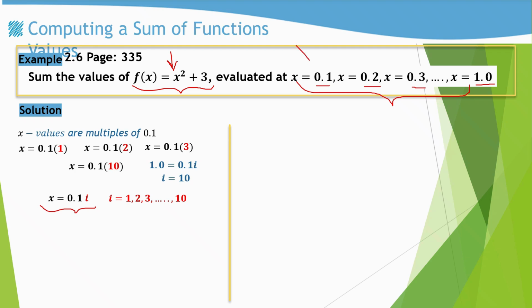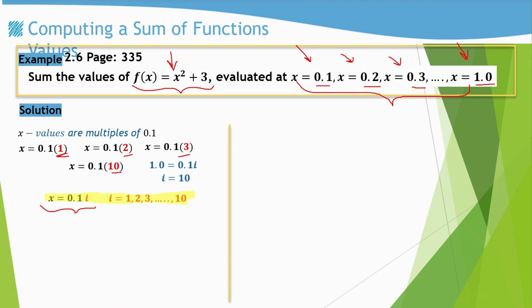You start from 0.1 here and it continues to 0.2, then to 0.3, like that it continues up to 1. So you are replacing your values as the multiple of the first 10 numbers. What's the common term? 0.1. That's why you find x is equal to 0.1i, and i ranges from 1 to 10.